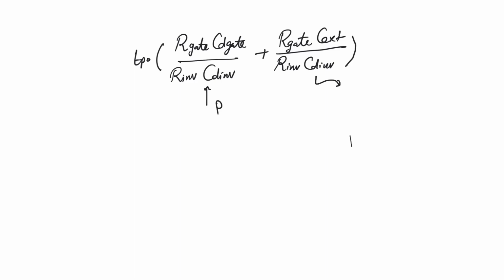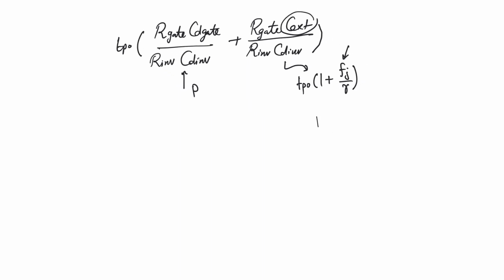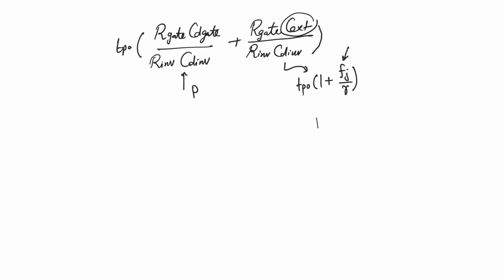The reason for that is that it includes C external, which is a capacitance or a load that is external to the gate we are looking at. If we compare this bracket to a similar bracket we saw for the inverter, it was Tp0 times (1 plus Fj over gamma). The second term there contained Fj, which is fan out, representing how much larger the second load is relative to the current load. So we should see something similar for gates.